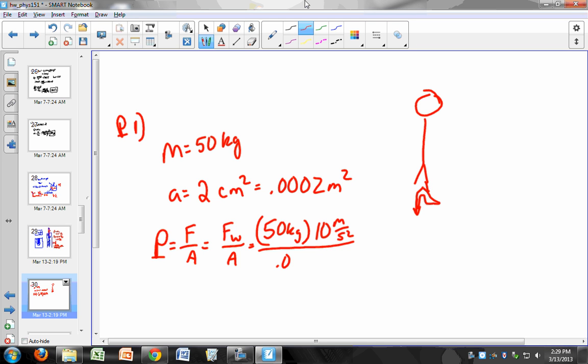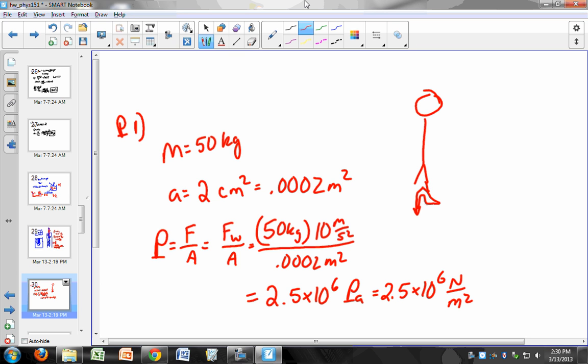Divided by 0.0002 meters squared. That's the area of her shoe. So that's 500. And I get 2.5 million pascals. 2.5 times 10 to the 6 pascals, or newtons per square meter.